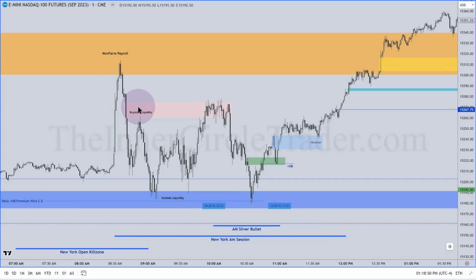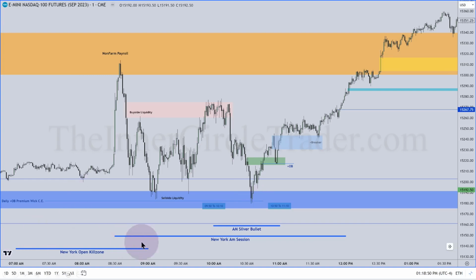Well, what's the profile for non-farm payroll? We ran buy side. We left relative equal lows. We've been bullish on S&P. We've been bullish on NASDAQ. So it's going to drop down and take the other side of the marketplace out because they've engineered liquidity here using this hourly fair value gap, and it trades down into the midpoint or consequent encroachment of that daily propulsion block.